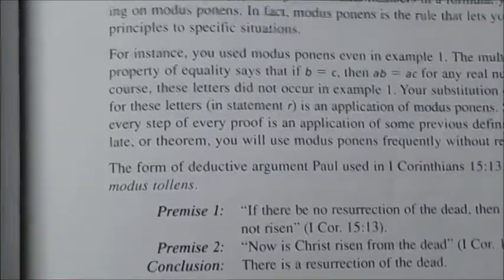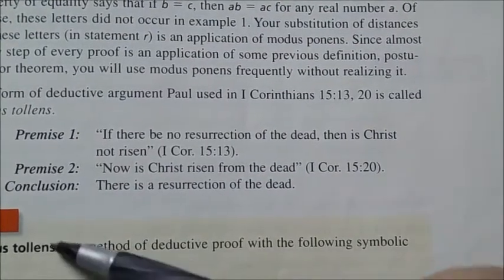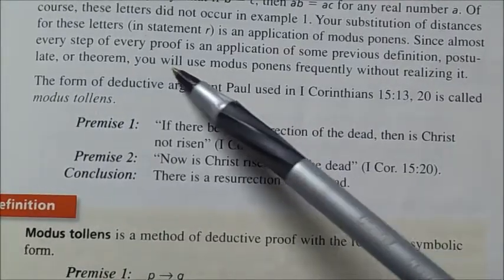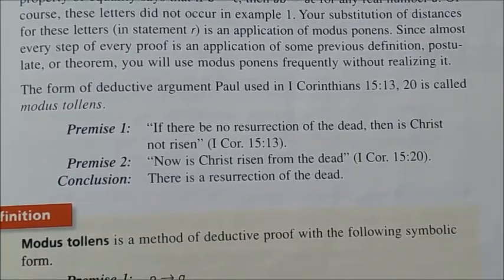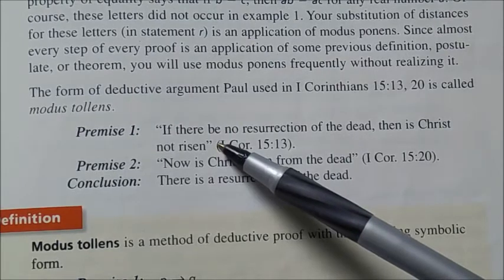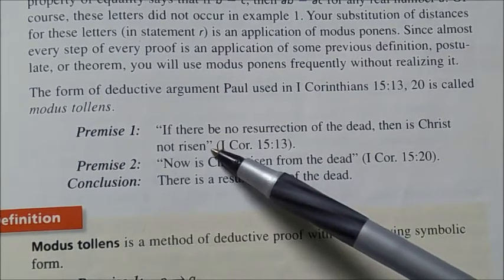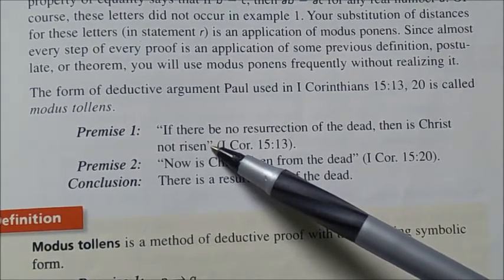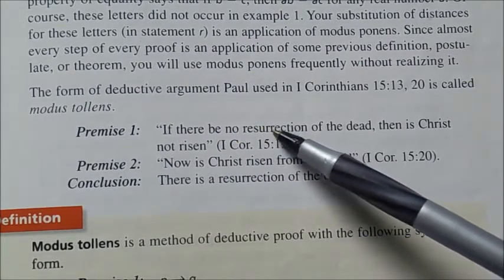Let's go with this one down here. It's a totally different type. It's going to be a modus tollens. We're going to learn that one, but let's read it. It says, the form of deductive argument that Paul used in 1 Corinthians 15, 13, and 20 is called modus tollens. So it says, if there be no resurrection of the dead, then Christ is not risen. Okay, if there be no resurrection of the dead, then Christ is not risen. I know it says, then is Christ risen, but it's not a question. It's how the Bible reads. If there be no resurrection of the dead, then Christ is not risen.